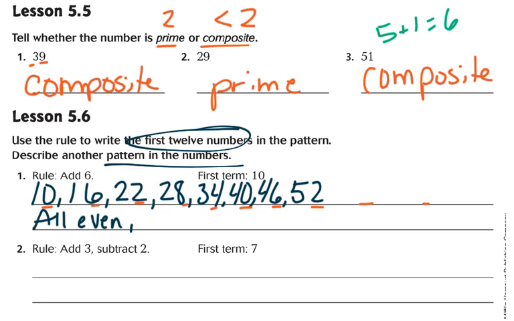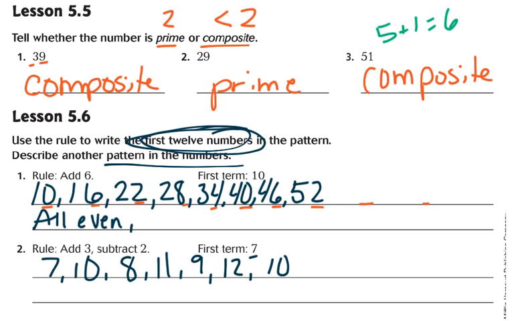Last one on the bottom. The rule is add 3, subtract 2, and I have to start with 7. So 7, add 3, 10, subtract 2, 8, add 3, 11, subtract 2, 9, add 3, 12, subtract 2, 10, and you would go on and on with this until you get to the first 12 numbers in the pattern. Then you're going to look at this pattern and tell me something about it. I see even, even, odd, odd, even, even, odd, odd, even, odd, odd. See if you can find a different pattern.